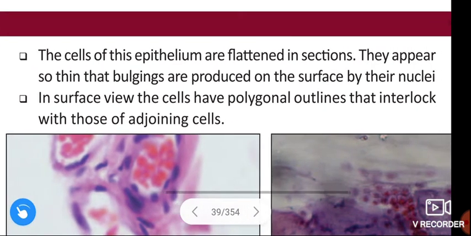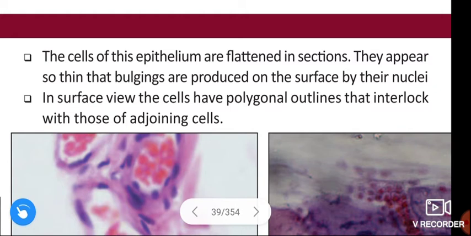The cells of this epithelia are flattened in section. They appear so thin, but bulgings are produced on the surface by their nuclei. In surface view, the cells have polygonal outlines that interlock with those of adjoining cells. Okay guys, this is about the simple squamous epithelium.